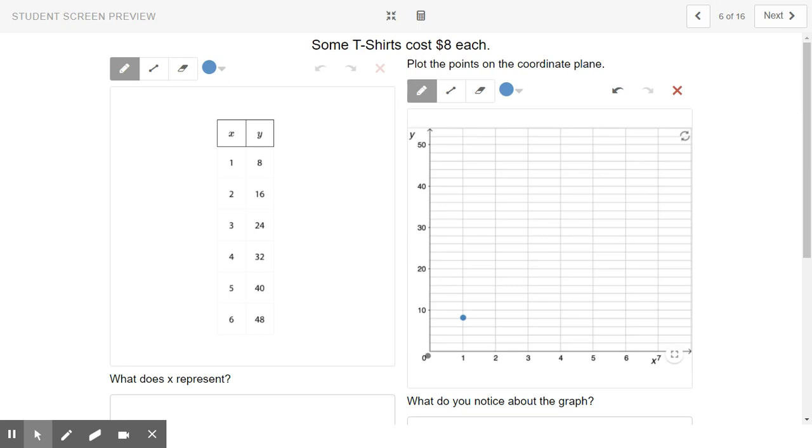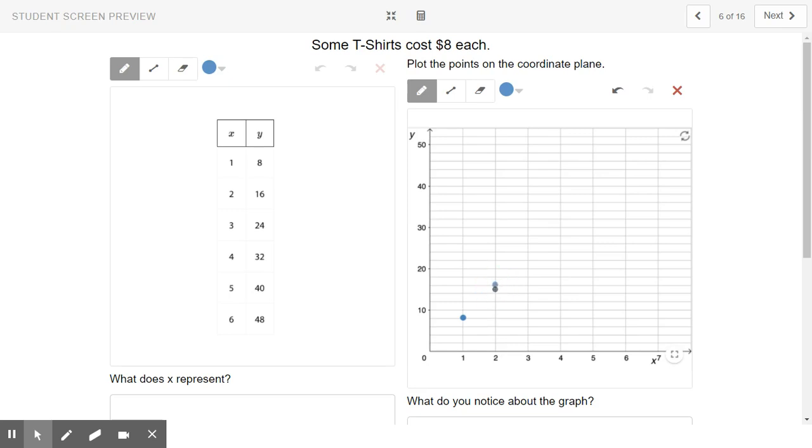Some people just guess, like I guessed. I looked at that and went, okay, let's try 2s first. I did 2s. I knew 1s wasn't it. And if the 2s didn't work, maybe you try 5s, right? So here's 1, 8. Next on my table is 2, 16. So I would go to 2, and now I have to go up 16. So there's 10, 12, 14, 16.